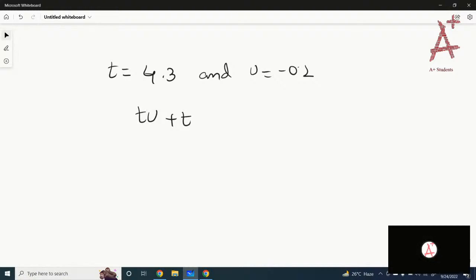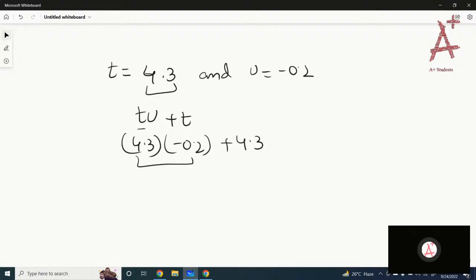Okay, so what you have to do is plug in the value of all the variables. So t is 4.3, so it would be 4.3 times u, which is negative 0.2, and then you have to add again the t. So the t is 4.3. First you have to multiply them. You are multiplying two integers that have opposite signs. So when you are multiplying integers with opposite signs, the answer must be negative.